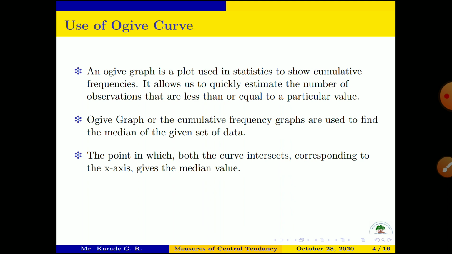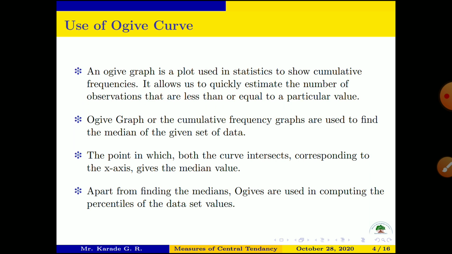This means for a given data we draw a less than Ogive curve as well as a more than Ogive curve on the same graph paper, and we see where these two curves cross each other. From that cross point we draw a perpendicular on the x-axis, and the foot of that perpendicular is nothing but the median of the given data. This is the process to find the median for the given data. Okay.